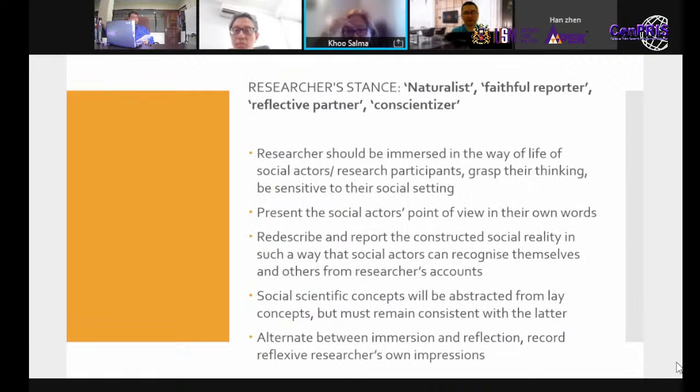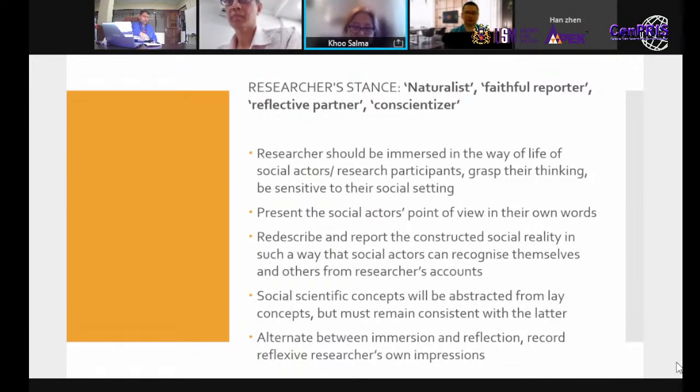Researcher stance: naturalist, faithful reporter, reflective partner, conscientizer. The researchers should be immersed in the way of life of social actors and research participants, grasp their thinking, be sensitive to their social setting. Then we should present the social actors' point of view in their own words. Then we describe and report the constructed social reality in such a way that social actors can recognize themselves and others from the researchers' accounts. Social scientific concepts will be abstracted from lay concepts, but must remain consistent with the latter. And so the researcher alternates between immersion and reflection, recording my own impressions.